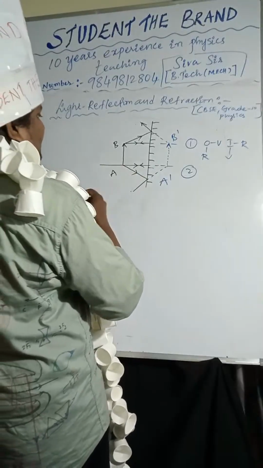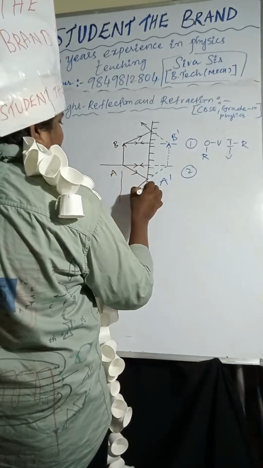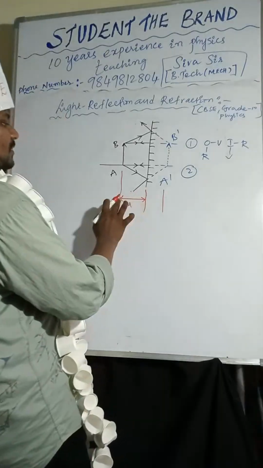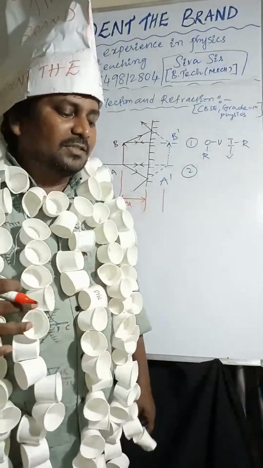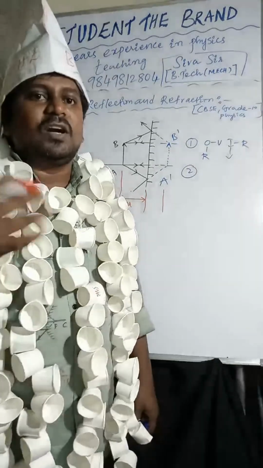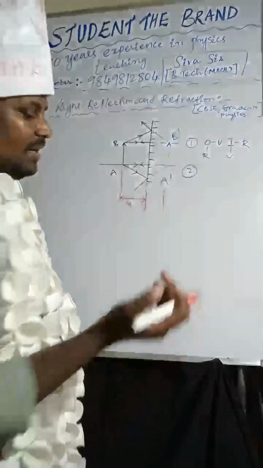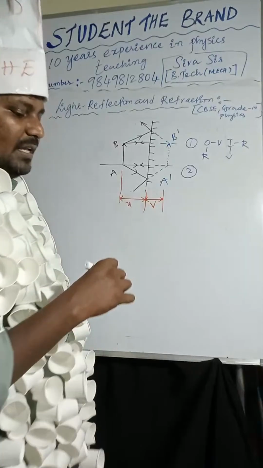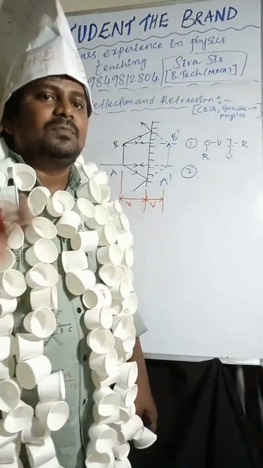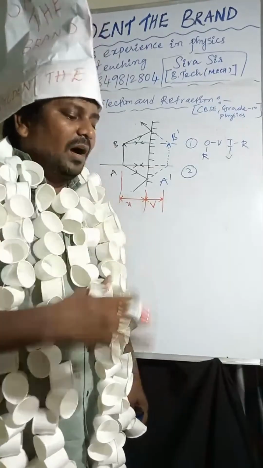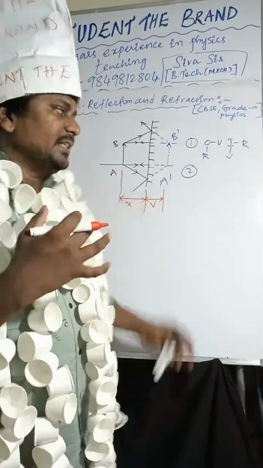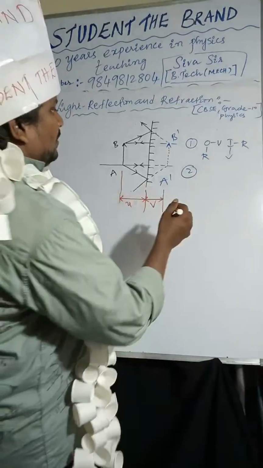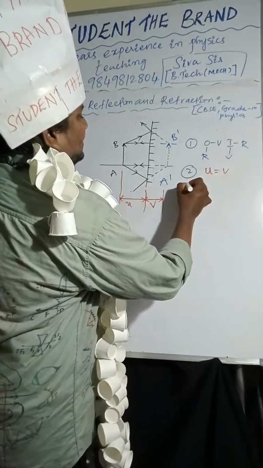So here I am taking the distance between object and mirror. The distance between mirror and object is called object distance. The distance between mirror and image is called image distance. So object distance is equal to image distance.